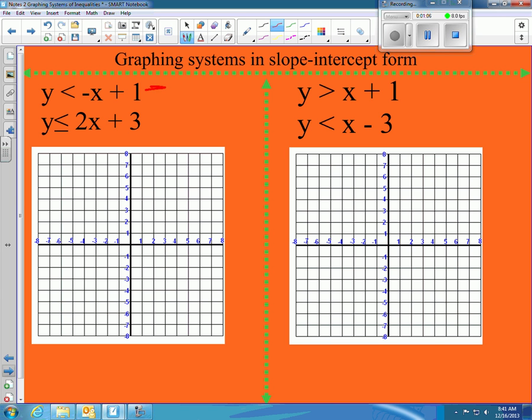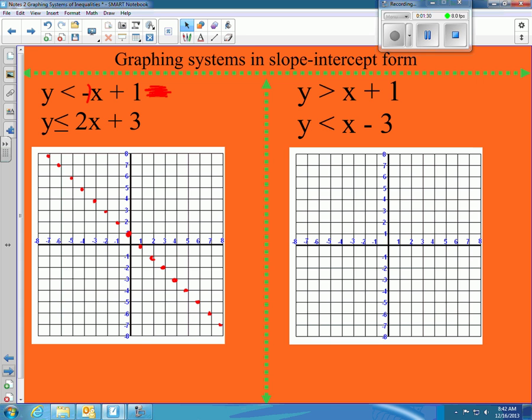So I'm going to be using red for my first inequality, and I'm going to go up to +1 and do my point. And my slope I see is -x, so I'm thinking -1. So I go down 1 over 1. And just like when we did systems of equations, we filled the whole graph. We're going to fill the whole graph here with our inequalities also.